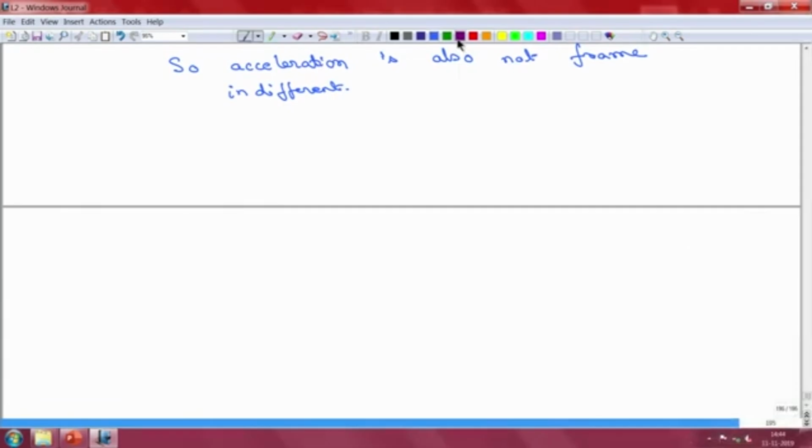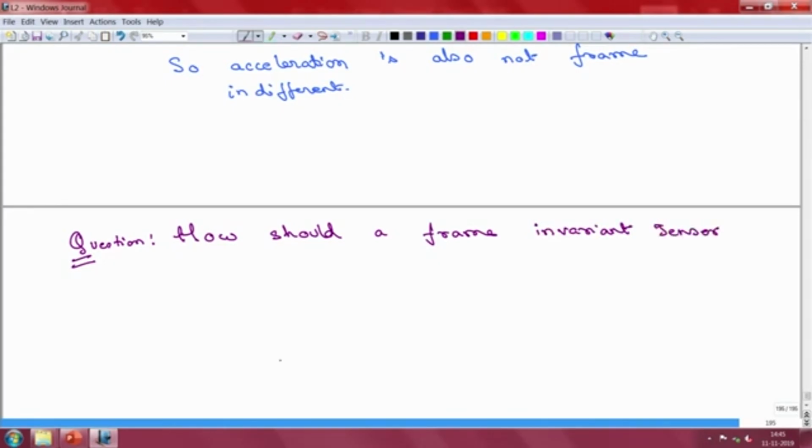Okay. So, we discussed scalars and we discussed vectors, how vectors should transform. So, the obvious question is how should tensors transform. Okay. So, we ask now how should a frame indifferent, a frame invariant tensor transform.